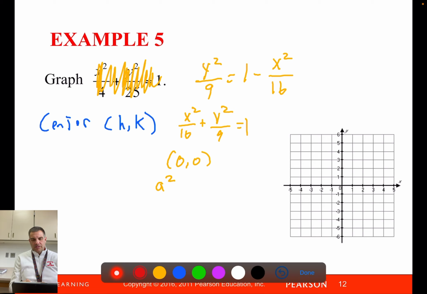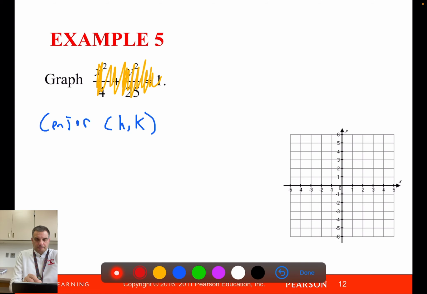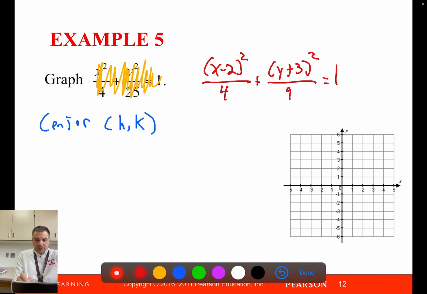Next one. Let's go x minus 2 squared over 4 plus y plus 3 squared over 9 is equal to 1. Okay, so we're in the form we want, which is good.